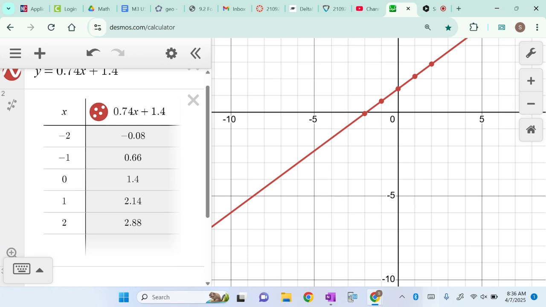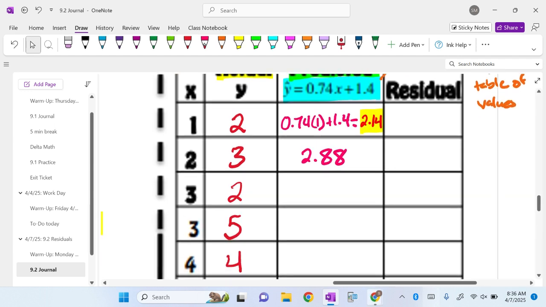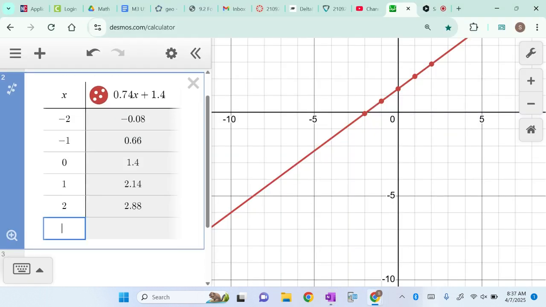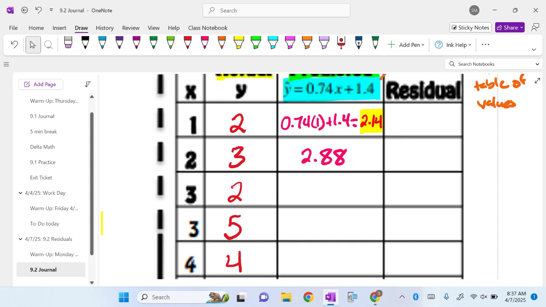All right. So when I have an x value of 2, what's my y value? Guys, you're just reading it. What is it? 2.88. So when I have an x value of 2, my predicted is 2.88. All right. Now remember, in Desmos, what's nice about it is that you can type in more y values. So for 3, we would get 3.62. And we would put that in for both points that have an x value of 3.